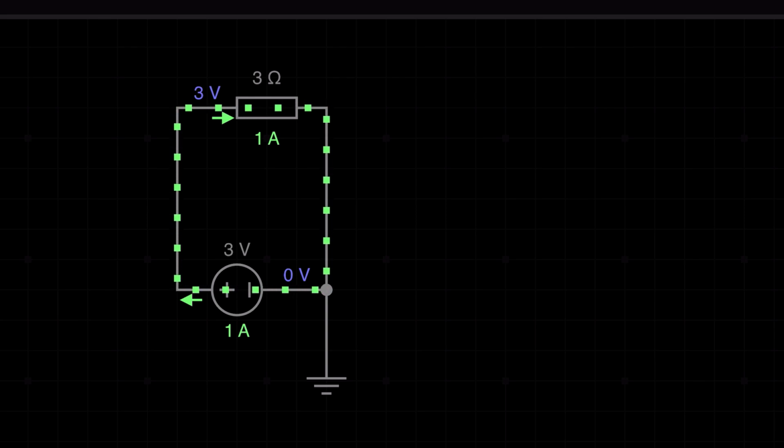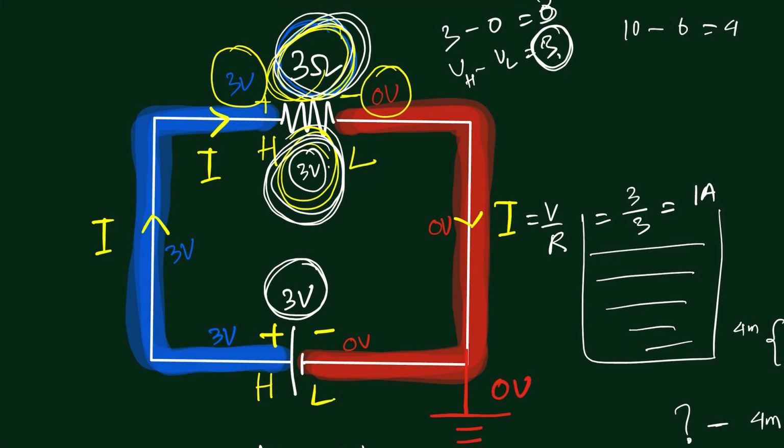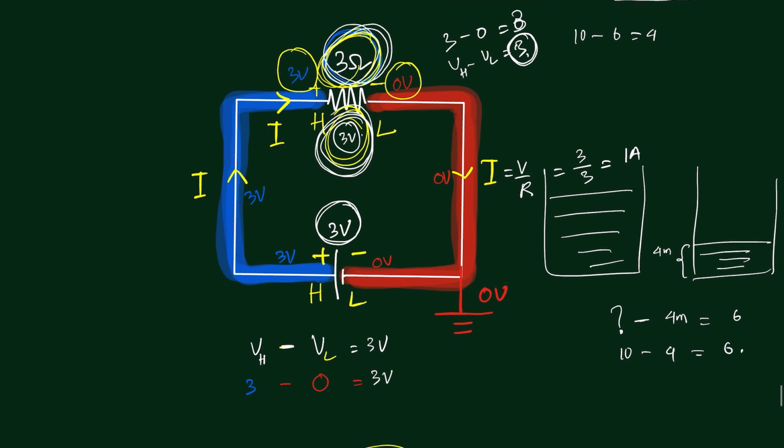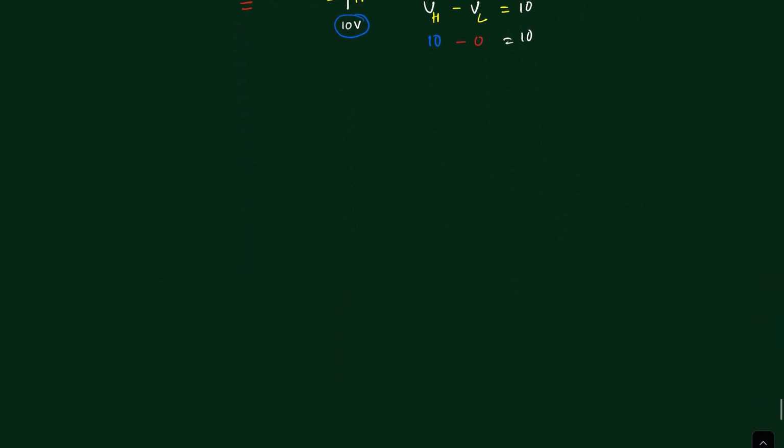So finding I is simple. With step by step analysis, you can find the current in any circuit. That is how we build up the foundation. This is a class 10 level topic.